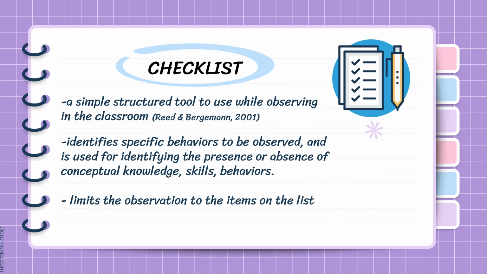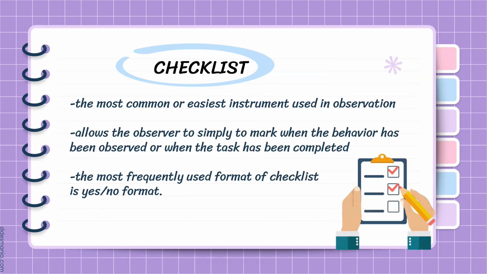It is structured in a way that it limits the observation to the items on the list. It is the common and easiest instrument to use in observation, and it allows the observer to simply mark or check when the behavior has been observed or when the task has been completed. And the most frequently used format of checklist is the yes-no format.